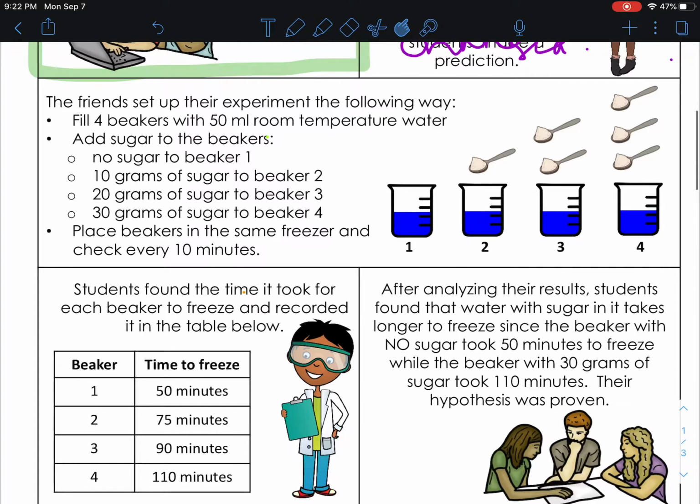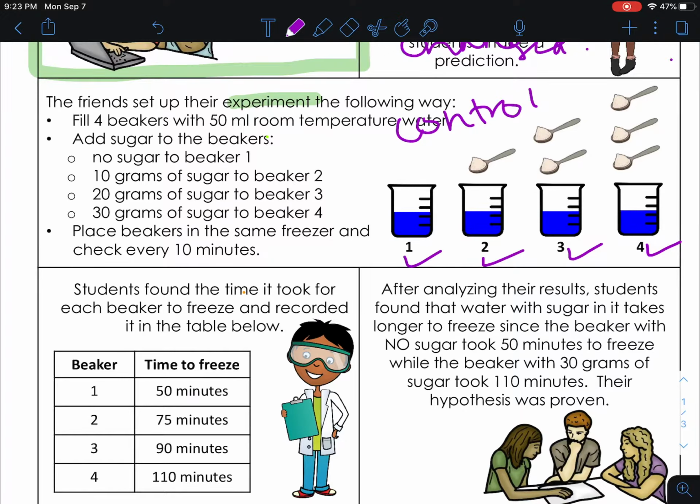So then now they are ready to set up their experiment. So the friends set up their experiment the following way. They fill 4 beakers with 50 mils of room temperature water. Right off the bat, I see that this is going to be our control. This is what's going to stay the same between all 4 experiments. So we have 50 mils, 50 mils, 50 mils, 50 mils. So that is a control variable. They are all the same temperature, also another control.